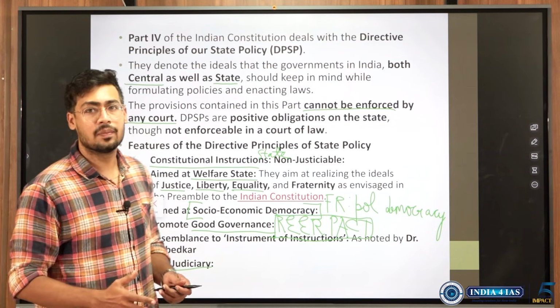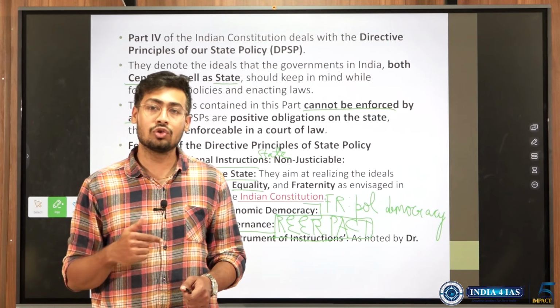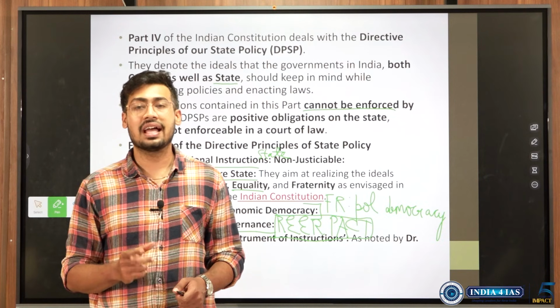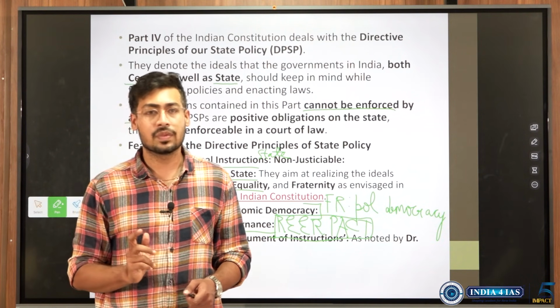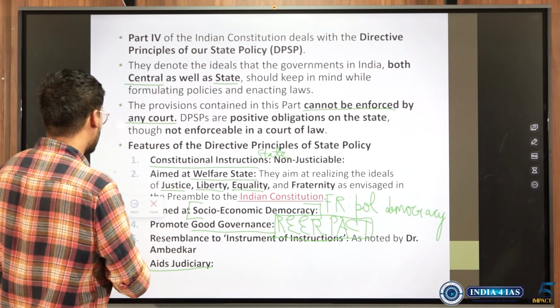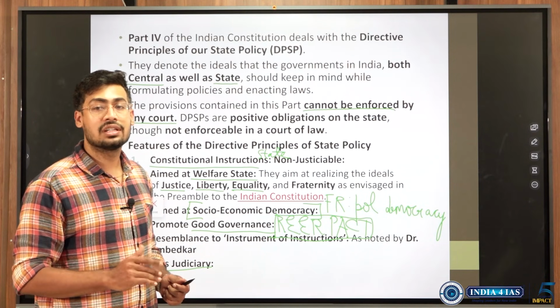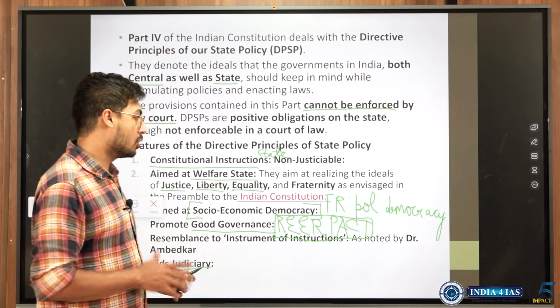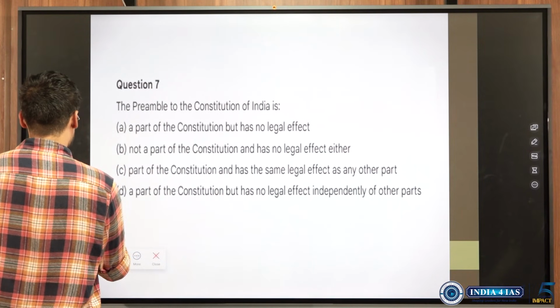The judiciary has said that any law which gives effect to DPSP shall be considered valid under Article 14 and Article 19. Even the Supreme Court has said this many times, because we need a law to enforce DPSPs. Without a law, they cannot be made directly enforceable, though they act only as principles for the state. We'll look into question number 7.